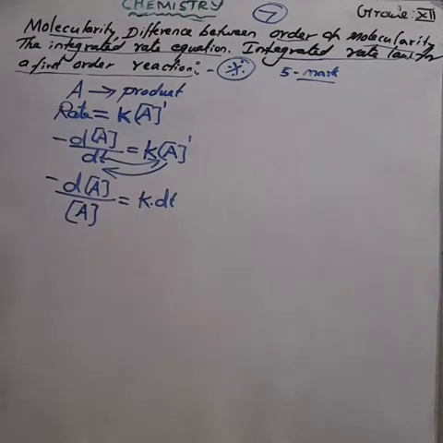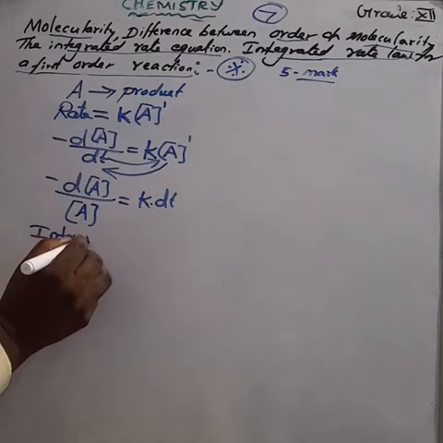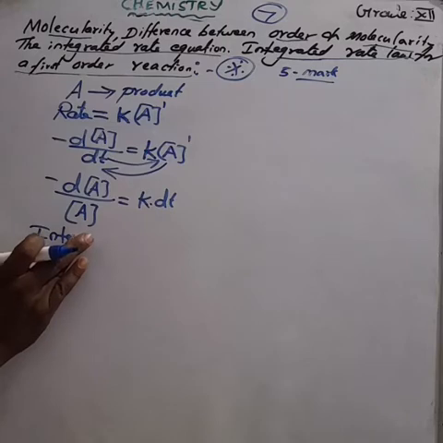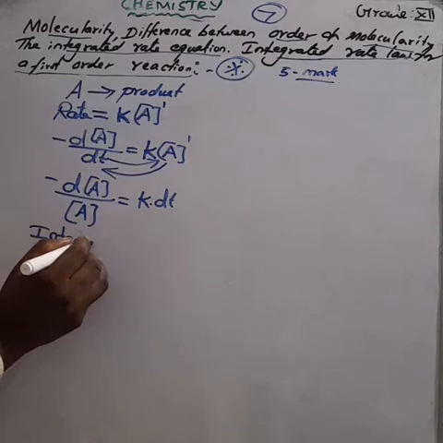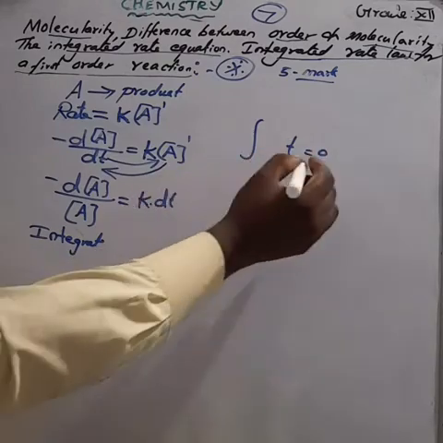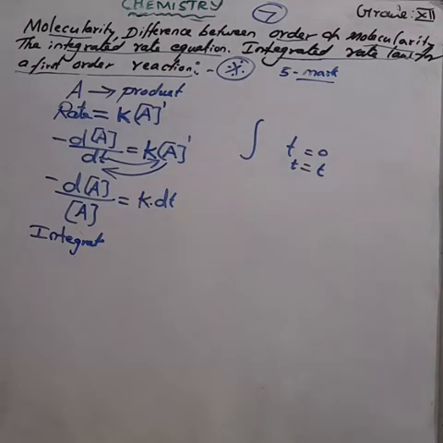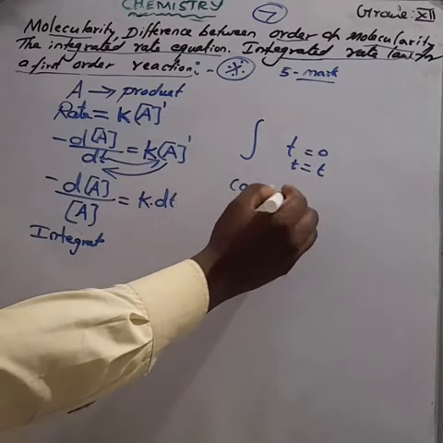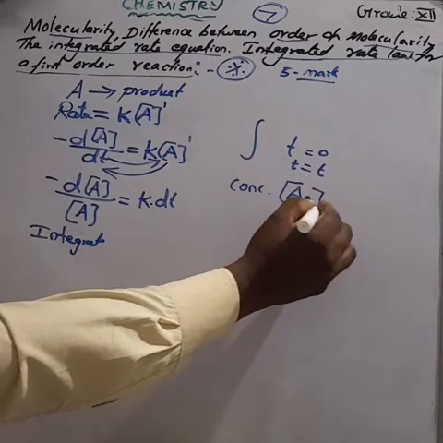Next, I am going to integrate the above equation and take limits. There are two limits: one is the upper limit and one is the lower limit. The limits of time t are from 0 to t, and the concentration varies from the initial concentration A naught to A.